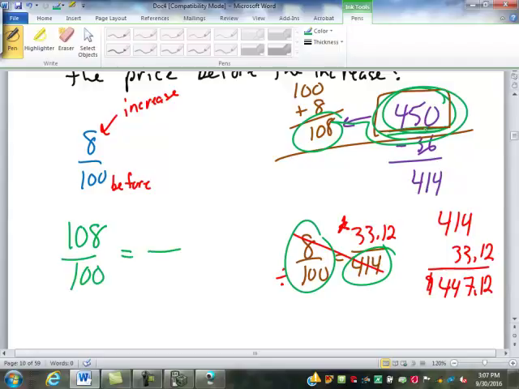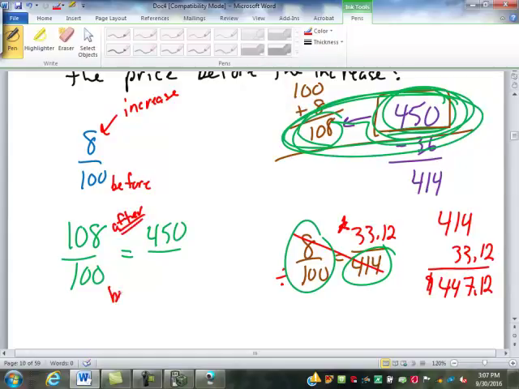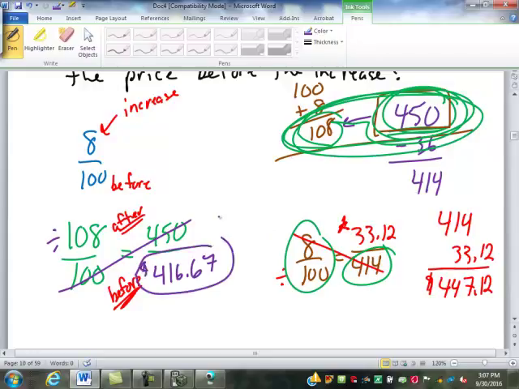Does the 450 go on top or bottom? The 450 is linked with the 108. It has to go on top. That is the amount after the increase. The 100 represents the amount before the increase. So if we cross multiply and divide here, 100 times 450 divided by 108, we get $416.67. That is the amount before the increase.